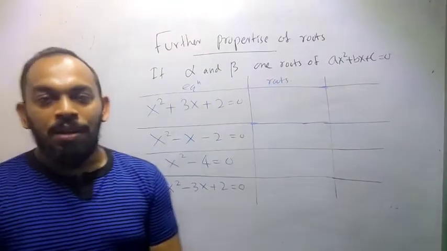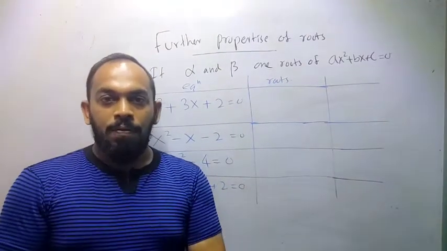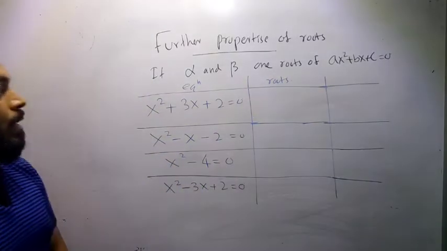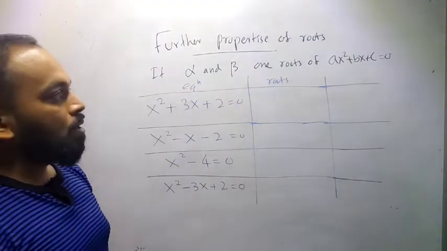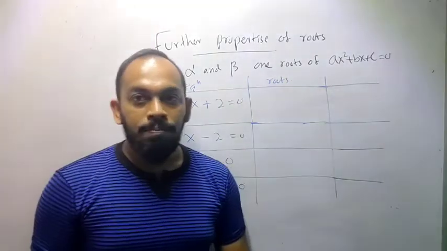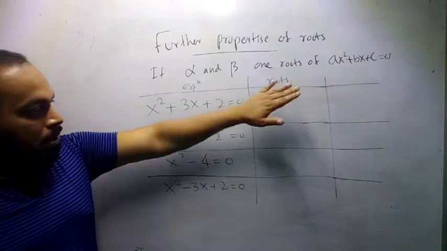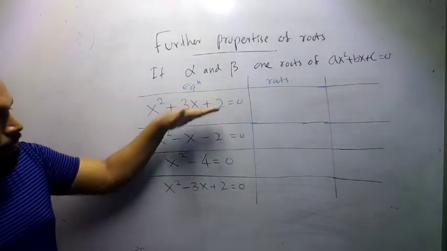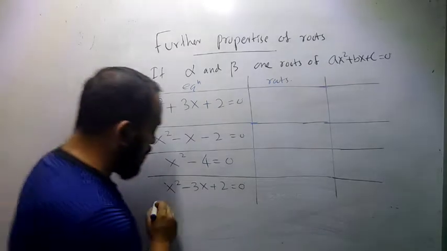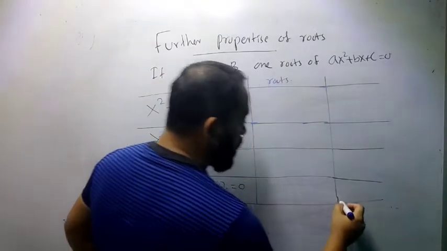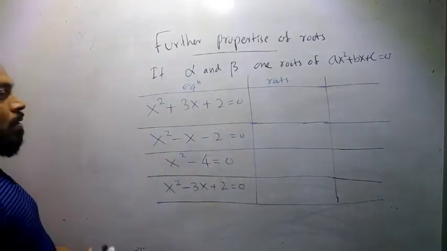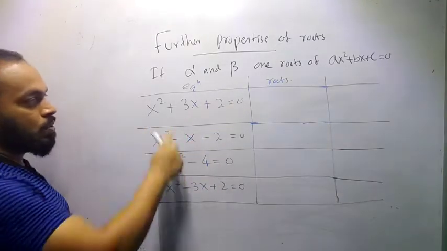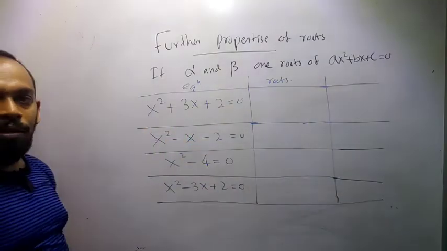Hello guys, so in this video we're going to look into further properties of the roots of a quadratic equation. If alpha and beta are roots of a quadratic equation, I have a set of examples here, a set of quadratic equations, and we'll see what their roots are. What do you think would be the roots of this quadratic equation? Pause for a second and find the roots.